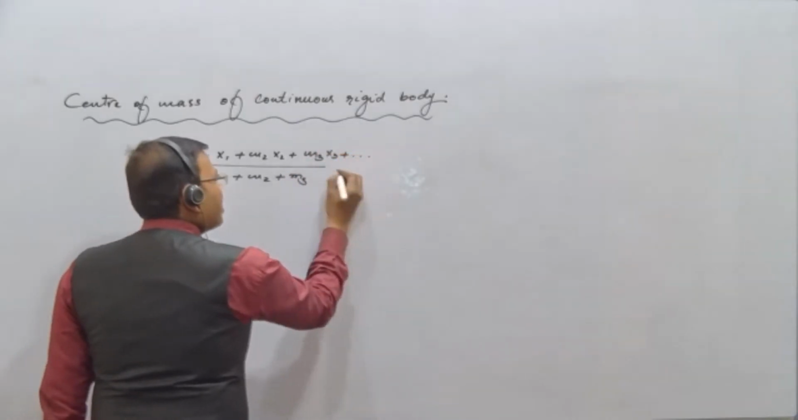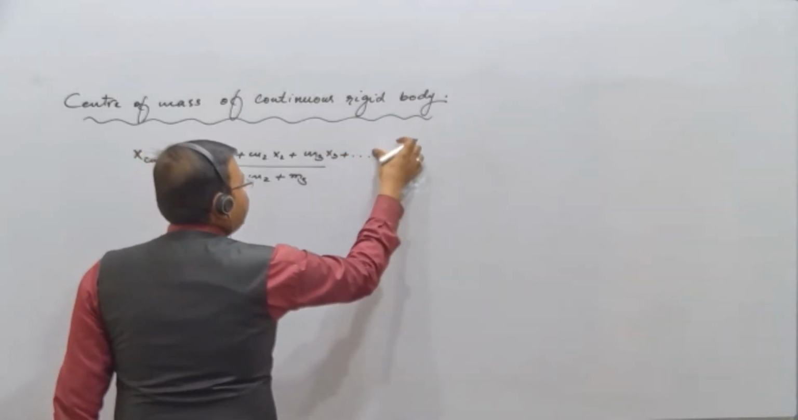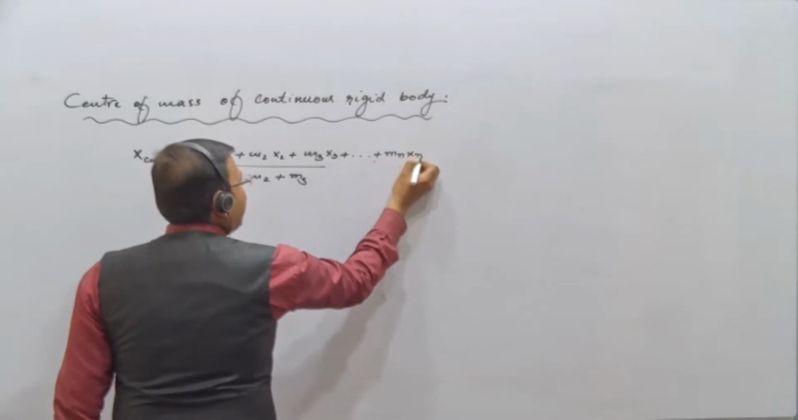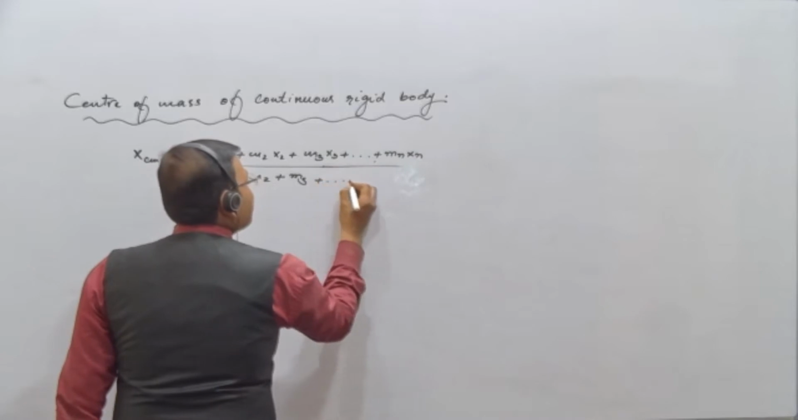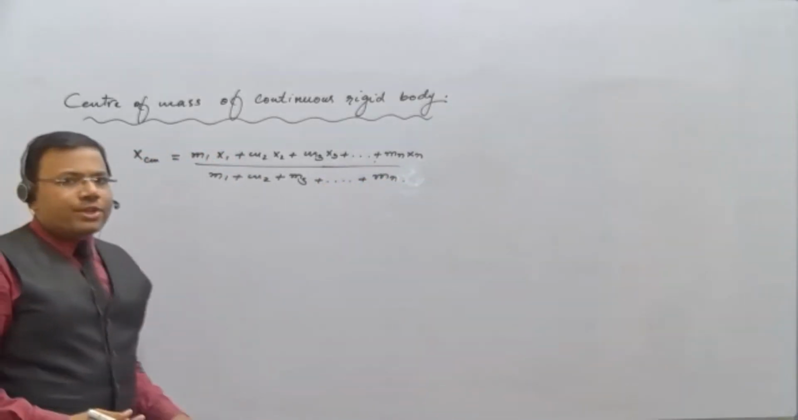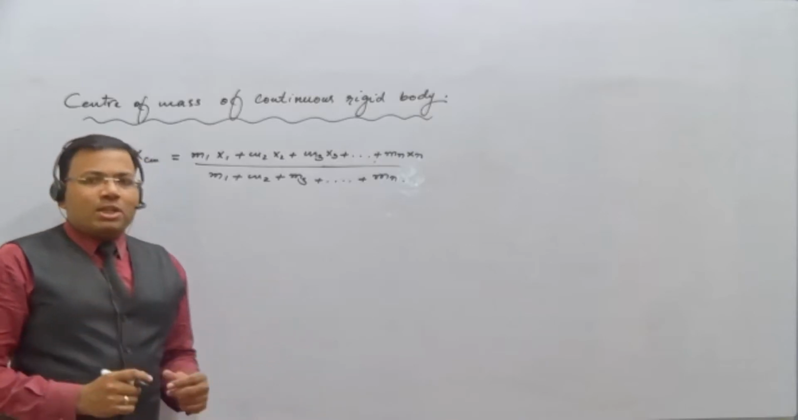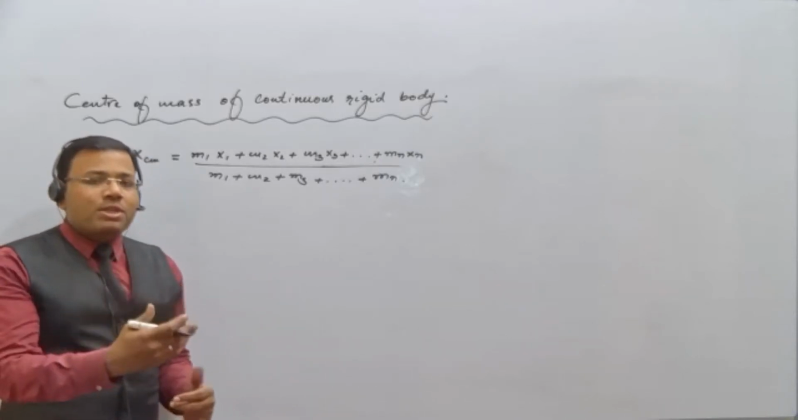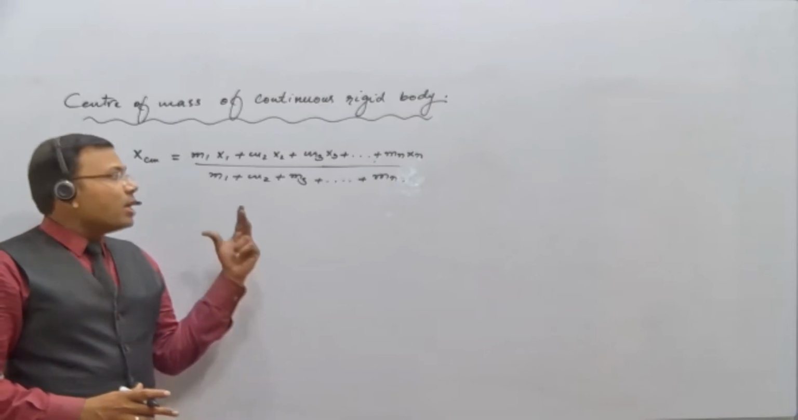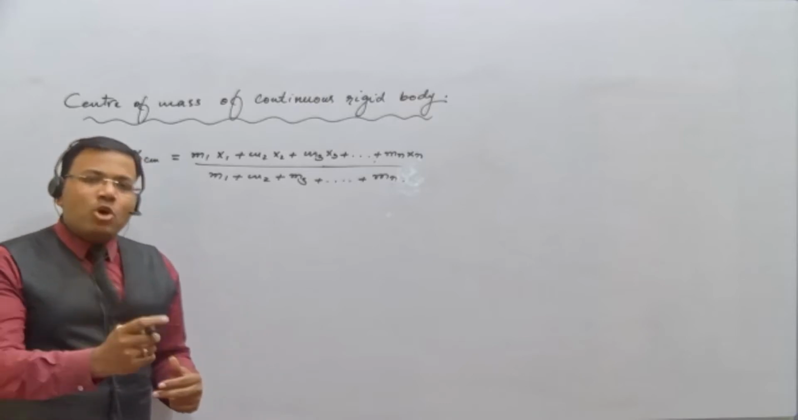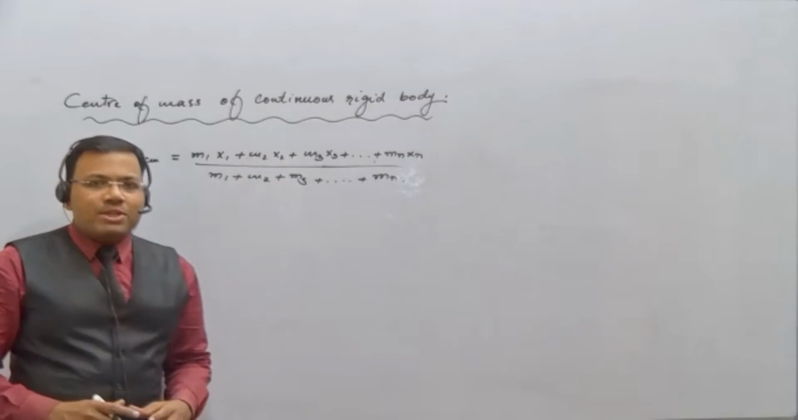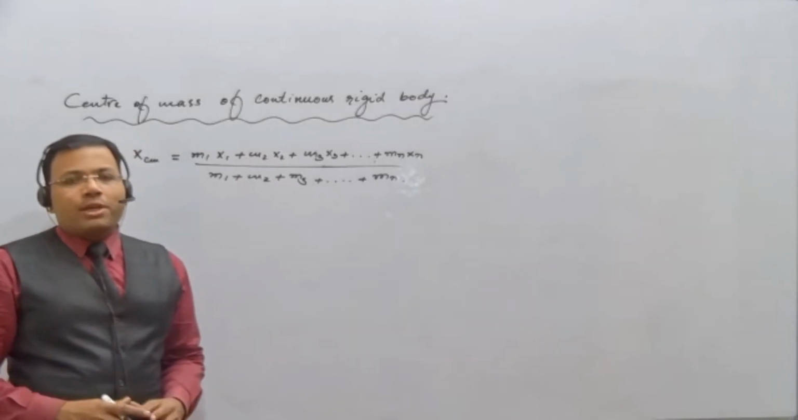If n number of particles are there, we can write this as mn xn plus so on. This will be mn. So this is the general formula we have already studied, but this is for a number of particles. If we are considering two particles, three particles, n number of particles. Now what I say here is, if instead of particles a continuous rigid body is there, then this summation, that is plus sign, is replaced by an integration sign.